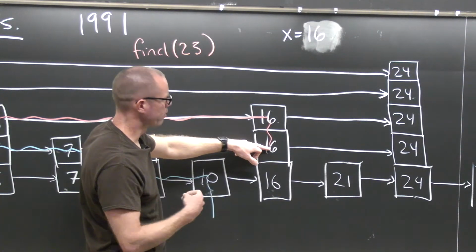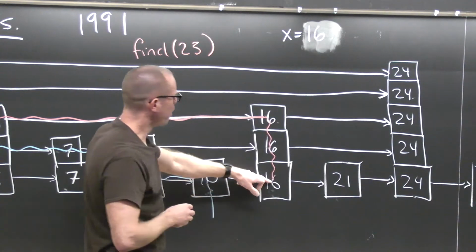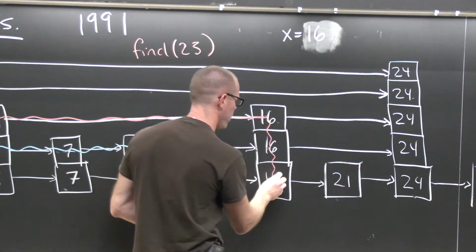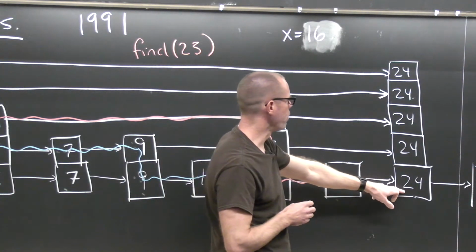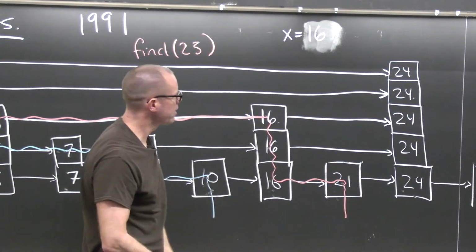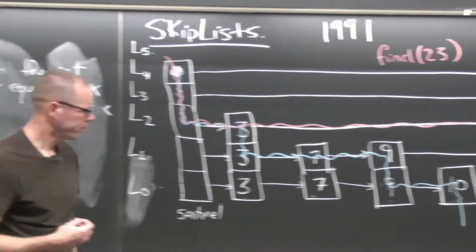Here, I again see 24, so I should go down. But from here, I see 21, which is smaller than 23, so I should go to the right. And then from here, I see 24, so I would go down again, but I'm out of the list at that point. And so what do I conclude from this?